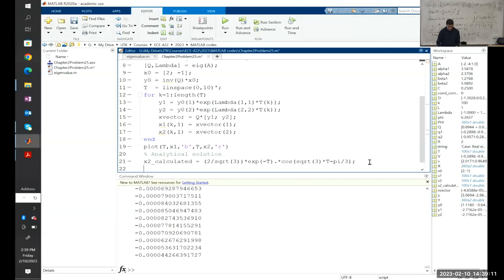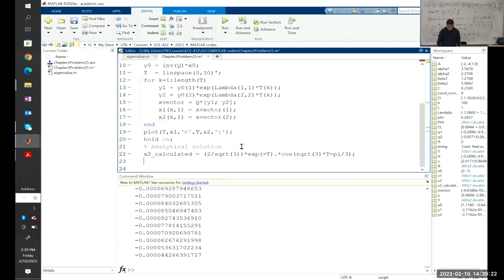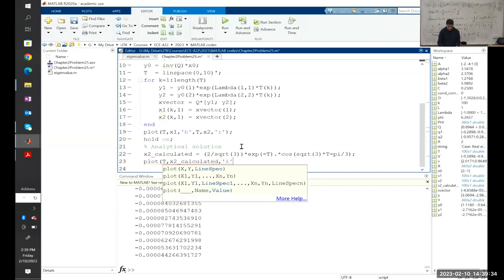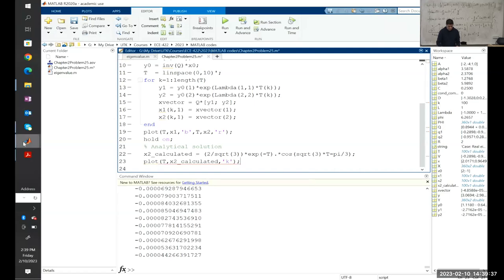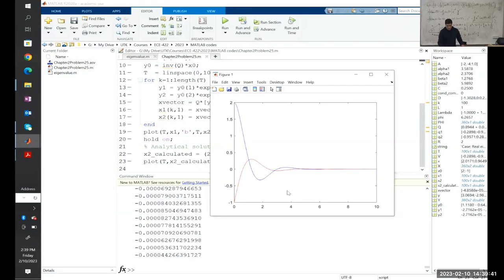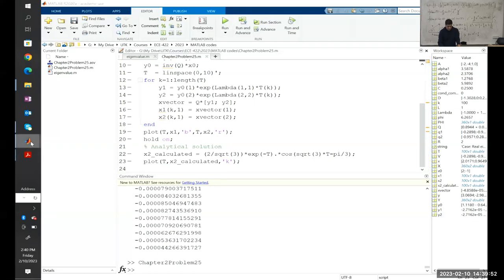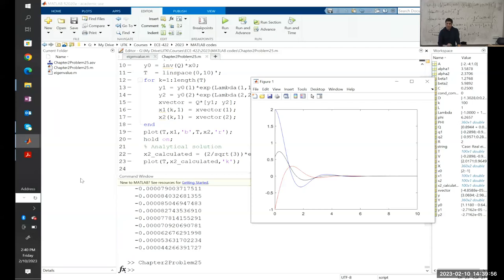So in this plot here, we're going to use the command hold on to keep the plotting we have so they don't get lost, and we will plot this again. So we will plot T and X2 calculated, and we will make it with black color. Let's see what we get. So before we got this, right? And the variable X2 is the one in red. So let's see what we get now. We got it. We have a tiny issue, big issue. So this is not the right solution. What is the problem here? We made some error somewhere.